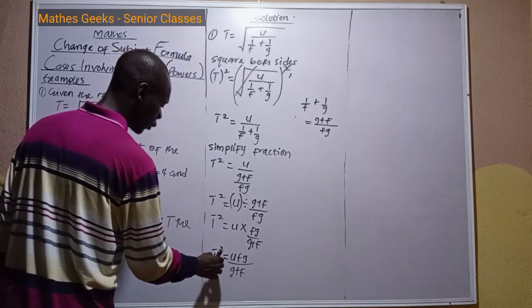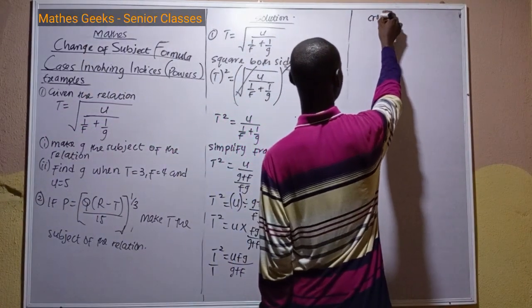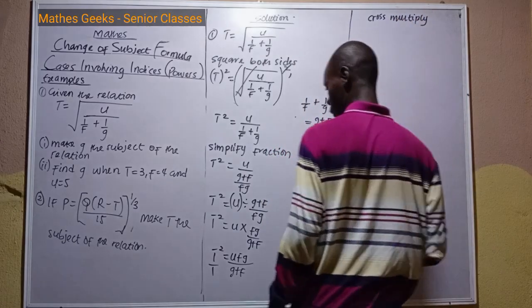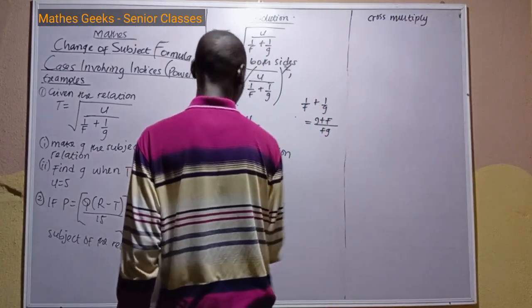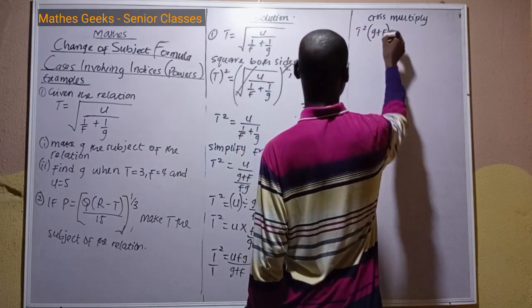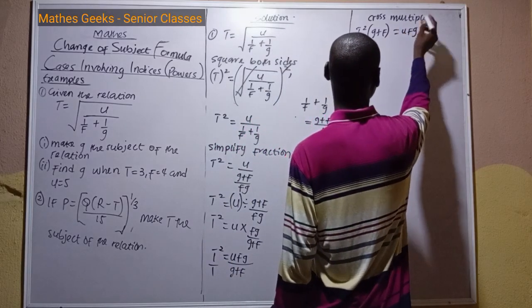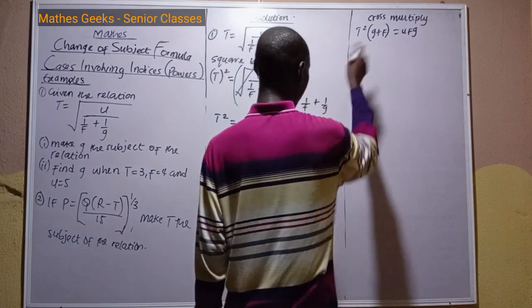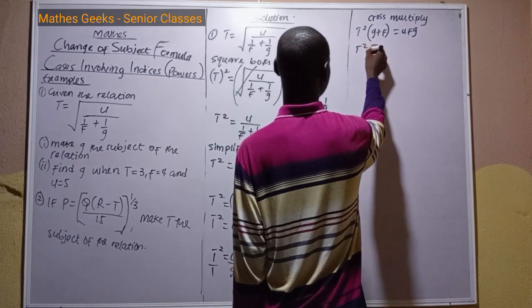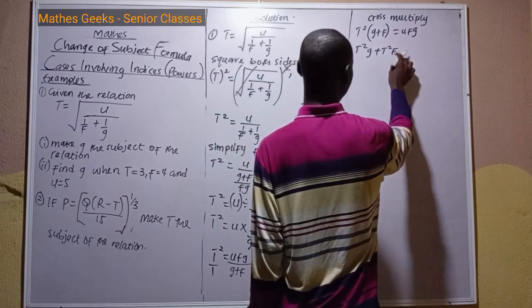Now we're going to cross multiply, make it over 1. So we cross multiply, this part will multiply here. So T squared times G plus F, and 1 multiplies UFG. So we open our bracket: T squared G plus T squared F.